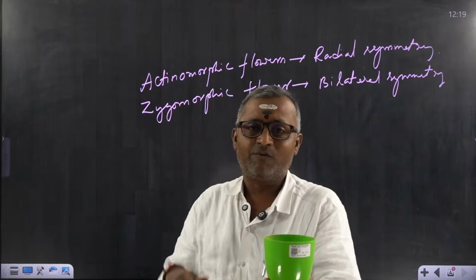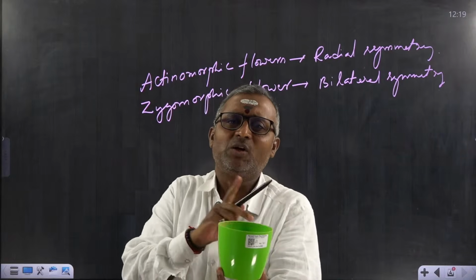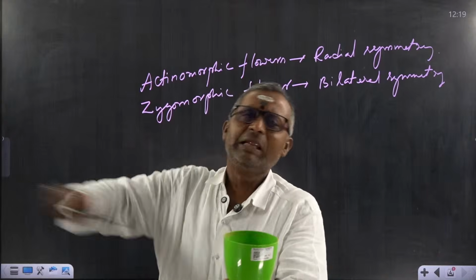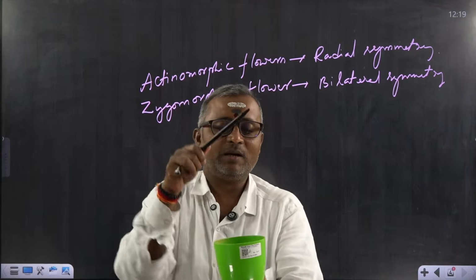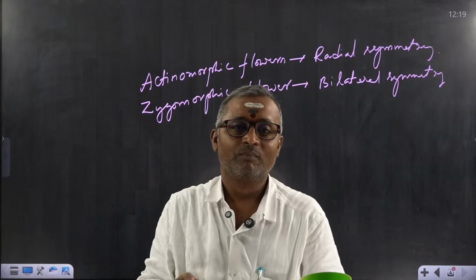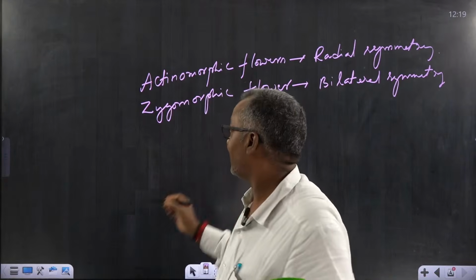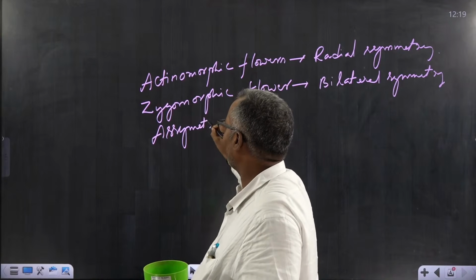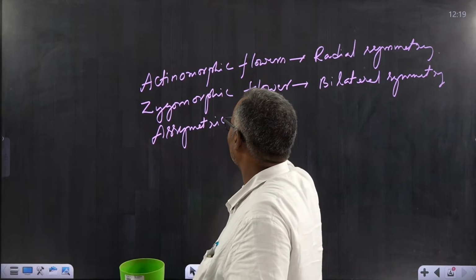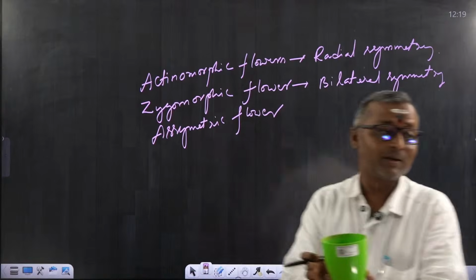Similarly, if you cannot cut a flower into two equal vertical halves in any plane, you cannot cut in this plane, this plane, this plane, this plane, then it is called an asymmetric flower. What is it called? Asymmetric flower.